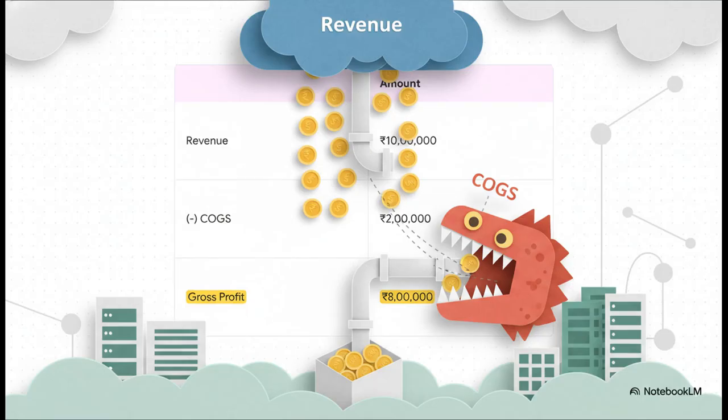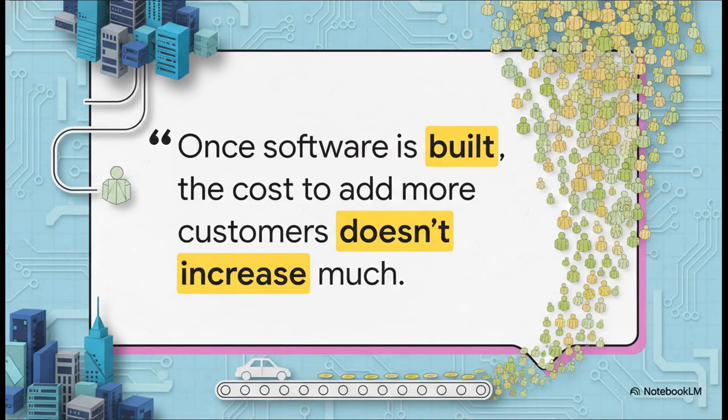And this brings us to the first major drop in our P&L waterfall. We take our 1 million in revenue, we subtract the 200,000 in COGS, and we are left with 800,000 rupees. This number is super important. It's our gross profit. And this right here, this is the real magic of a SaaS business. Think about it. Once the software is built, the cost to add one more customer, customer number 1001, is tiny. It's practically nothing. Unlike making cars, where every new car costs a ton of money to build, making another copy of software is almost free. That scalability is what makes this model so incredibly powerful.